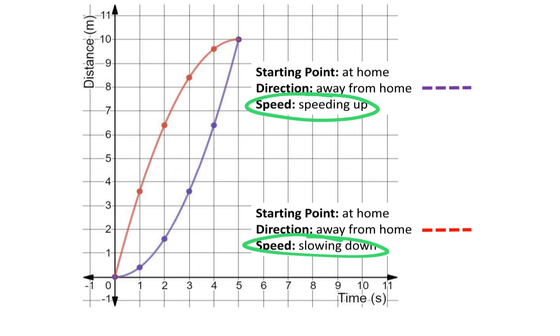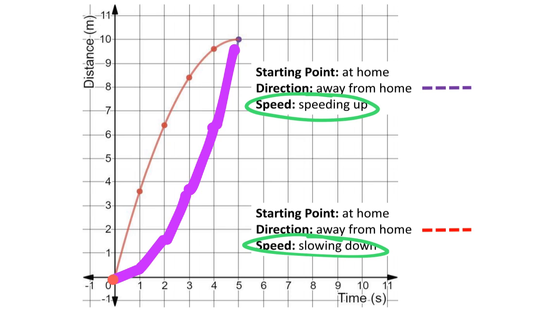An easy way to remember this is to look at the steepness of these curved lines. Look at the purple line. You'll see that it's slowly getting more steep. And steepness is related to how fast something is moving. So if it's getting steeper, it's moving faster and faster and faster, which means it's speeding up.